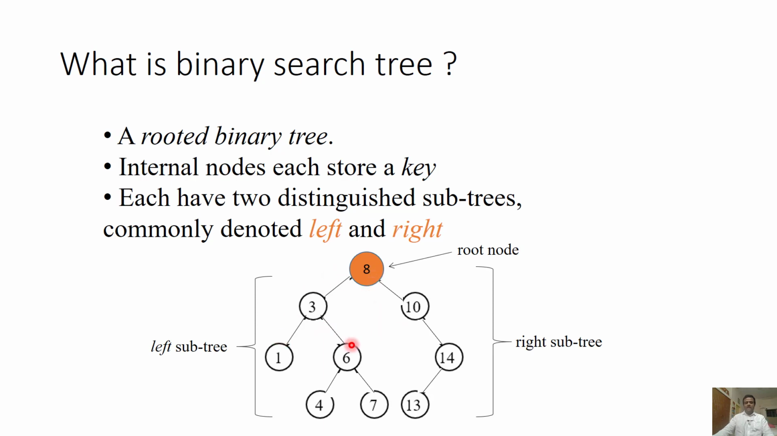Say for example, if we consider 3, now 3 is a node. We consider the left subtree of 3, this is 1, and this is the right subtree of 3. That must be true for every node. Any node in the right subtree of this 3 has a key value greater than 3, and here the key value is less than 3. That tree is called a binary search tree. So, this property must be satisfied.